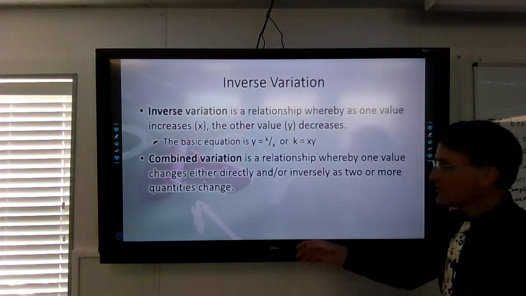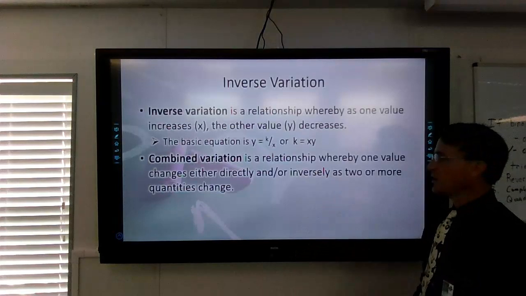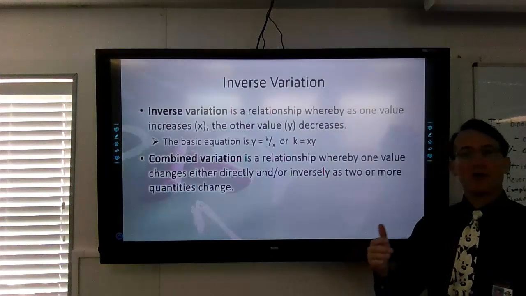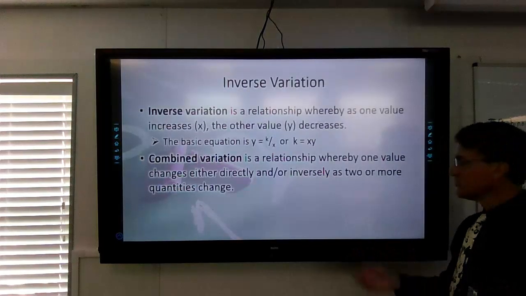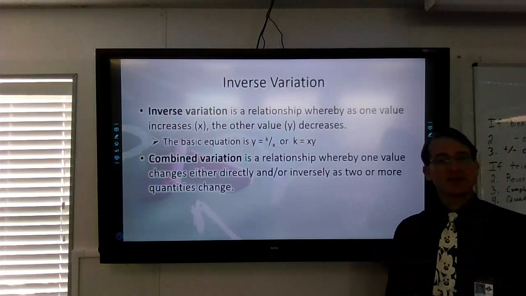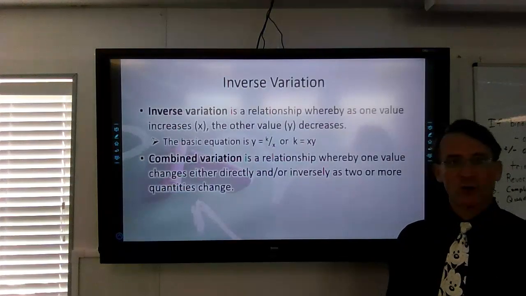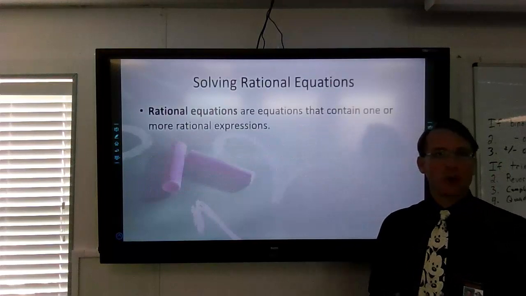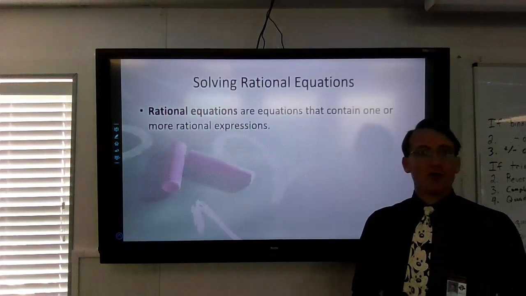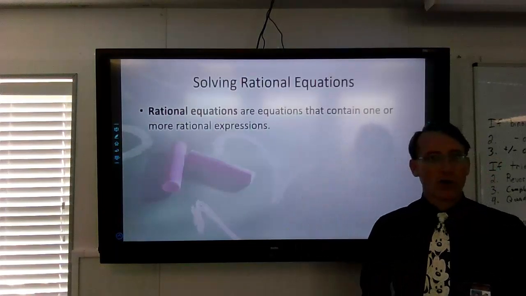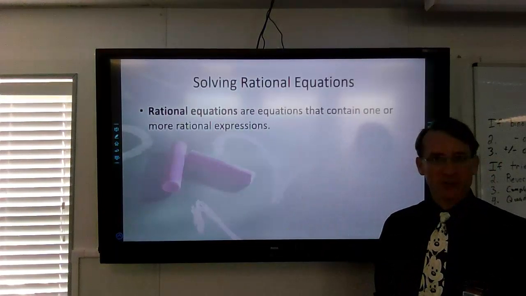And along with that lesson, we also talked about combined variation, where we have a relationship whereby one variable changes either directly or inversely as to two or more other quantities. So that's what we discussed in the last 2 days, and that's what a lot of your homework was over. Today, what we're going to look at is solving rational equations. Rational equations are equations that contain one or more rational expressions.